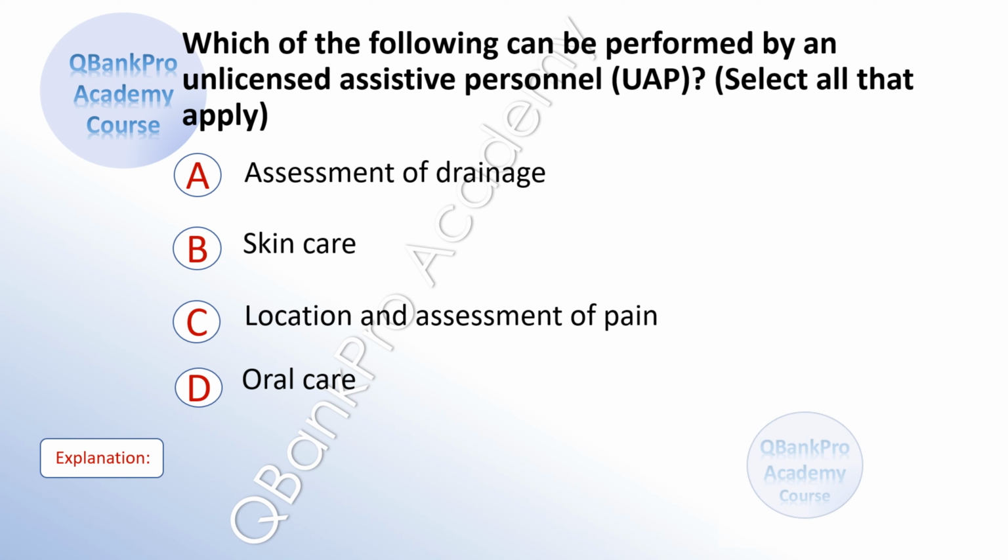Which of the following can be performed by an unlicensed assistive personnel, or UAP? Select all that apply. A. Assessment of drainage. B. Skin care. C. Location and assessment of pain. D. Oral care.